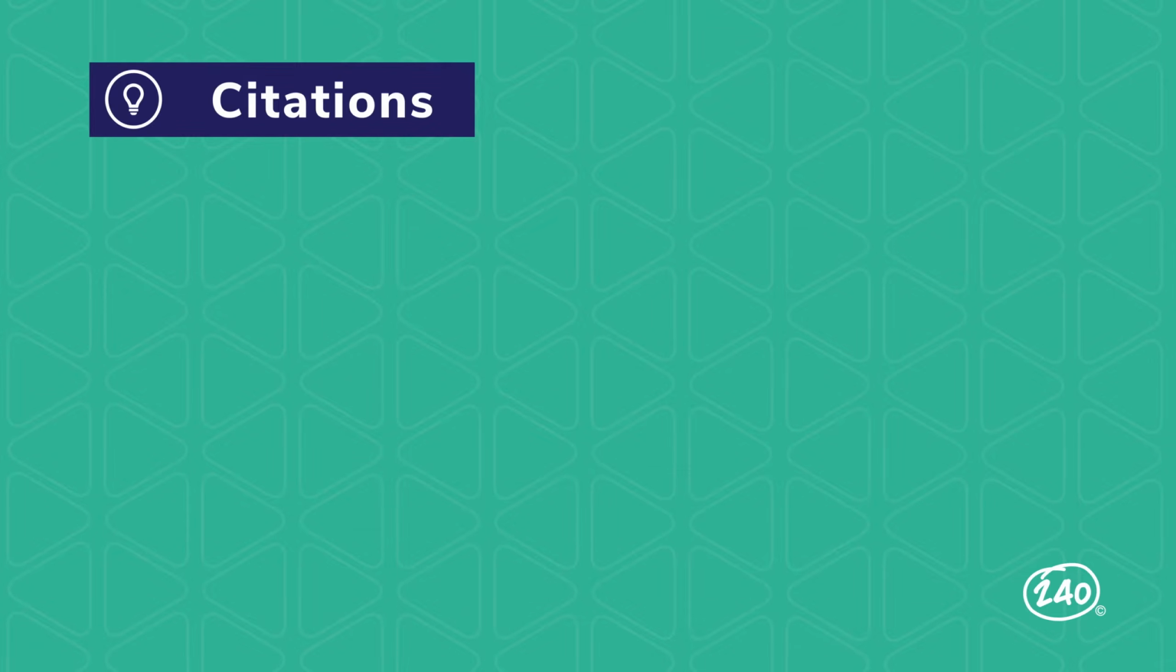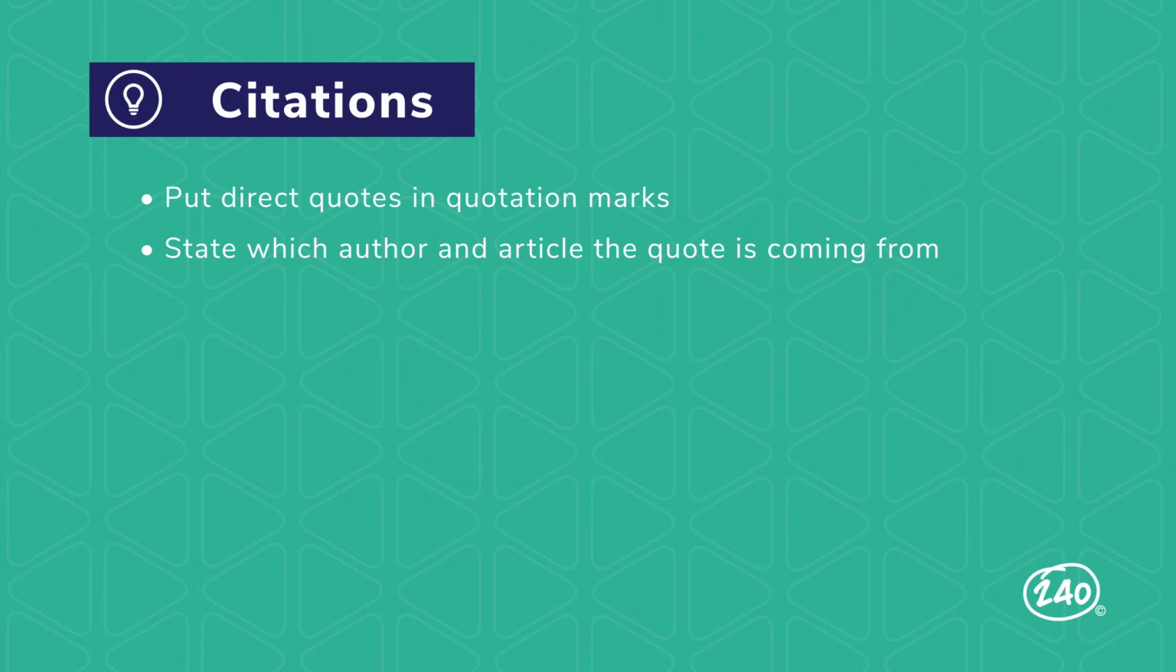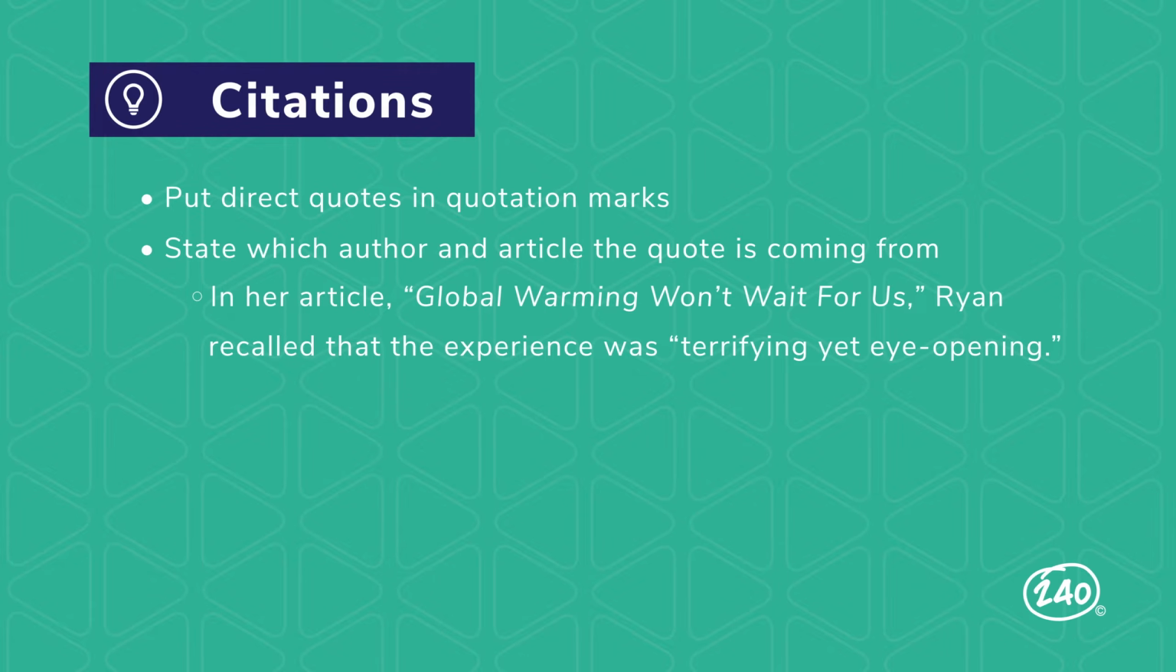Here's what you do. If you're including the actual wording of a phrase or sentence from the passage, put it in quotation marks. Write in your sentence which author or passage the quote is coming from. Like this example. If one of the given passages was titled "Global Warming Won't Wait for Us," and the author's last name was Ryan, I could write, in her article, "Global Warming Won't Wait for Us," Ryan recalled that the experience was terrifying, yet eye-opening. I clearly stated where I got that quote from.